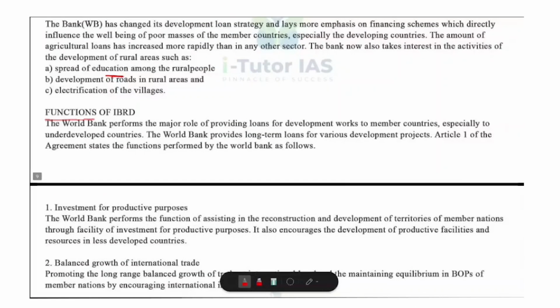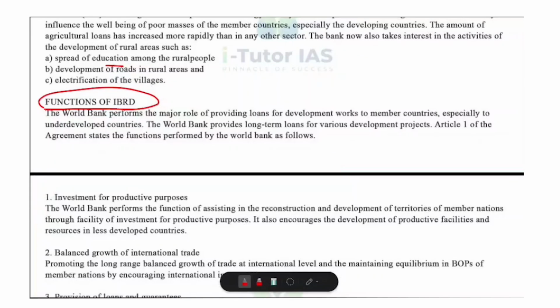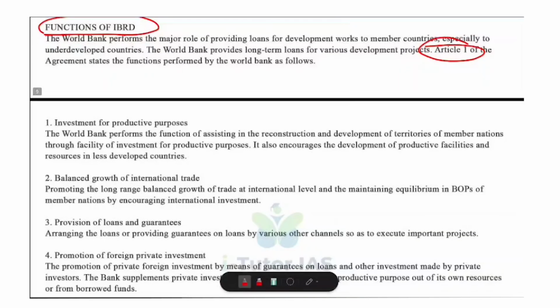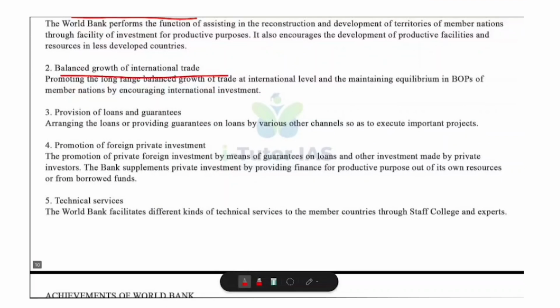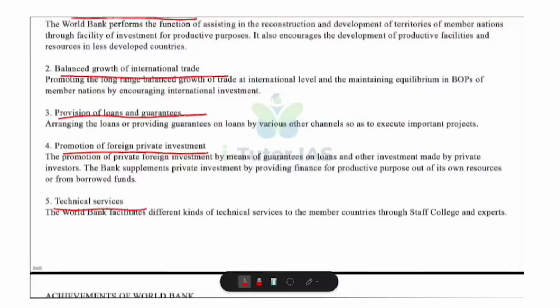Now, functions of IBRD or World Bank. The World Bank's main role is to provide long-term financial assistance for development projects, especially in underdeveloped countries. Okay, Article 1 of IBRD agreement outlines its key functions. What are they? Investment for productive purposes, balanced growth of international trade, provisions of loans and guarantees, promotion of foreign private investment, and technical services.